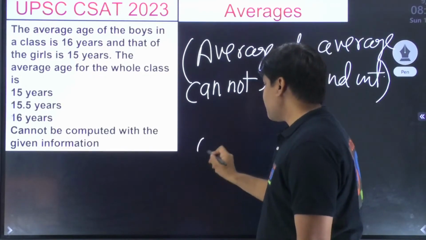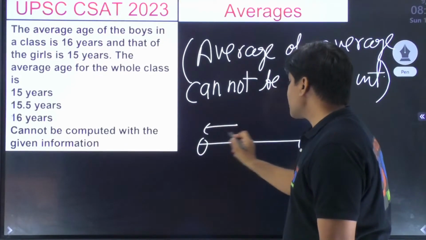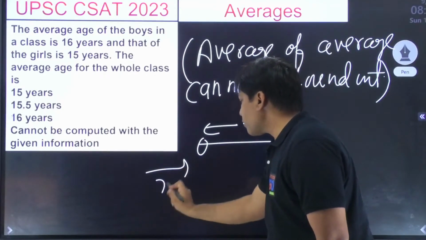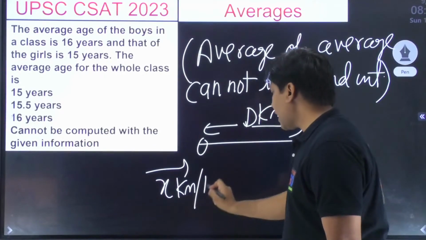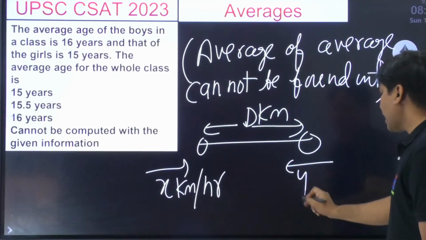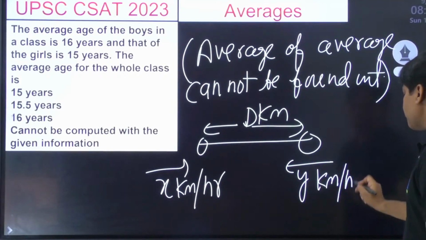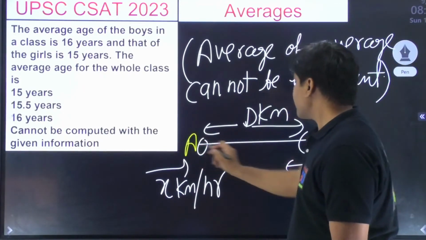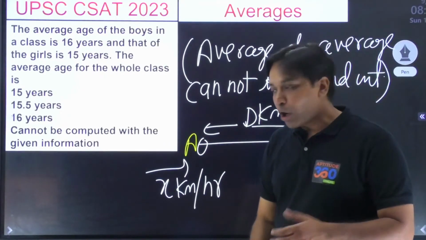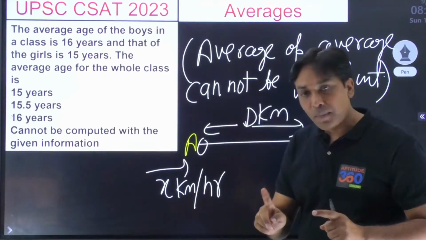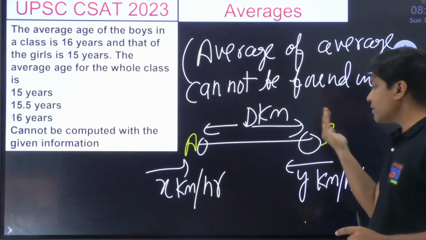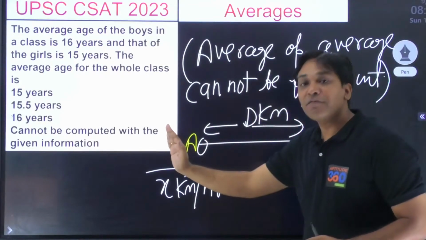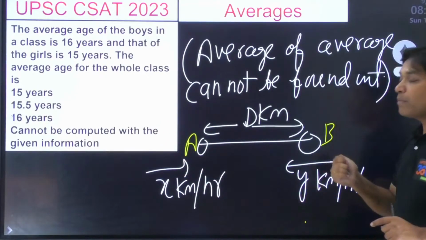Say, for example, this is the distance, d kilometers, right? A person goes from this point, and the average speed is x kilometers per hour, and when he comes back the speed is y kilometers per hour. Say this point is A and this point is B. The distance between these 2 points is the same, and a person goes from A to B. The average speed of the journey is x km/h. When the person is coming back from B to A, the average speed is y km/h.